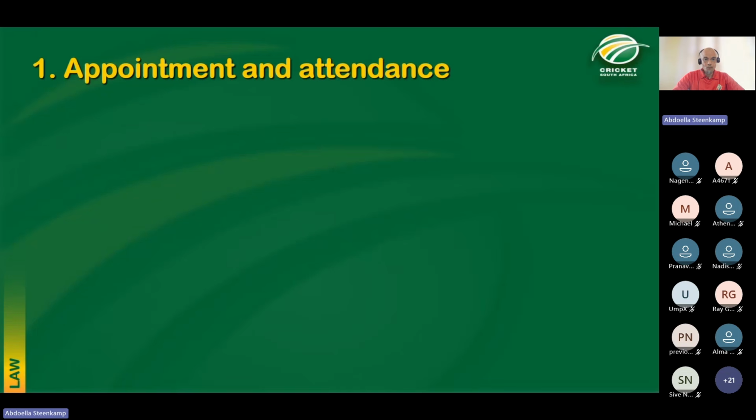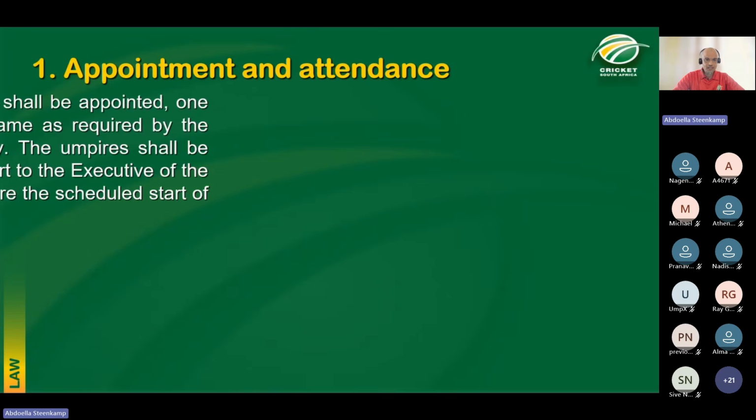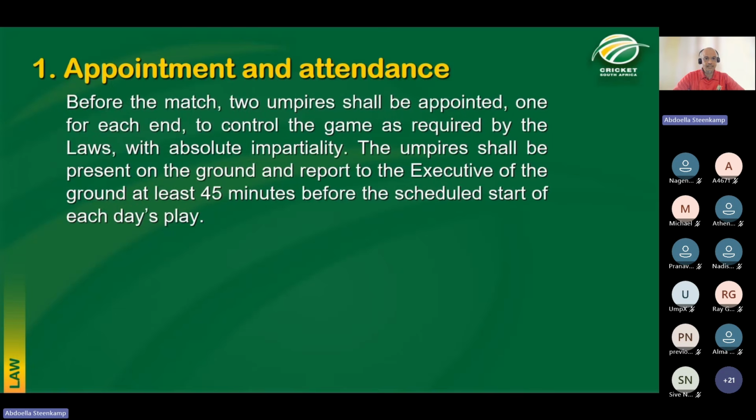Law 2, umpires. And here we're going to focus on only a few subsections. The first subsection is that umpires, preferably two, are to be appointed to a game, and they need to be at the ground at least 45 minutes before play is about to start. So if play is starting at 10 o'clock, at least 9:15 a.m. umpires need to be at the field.